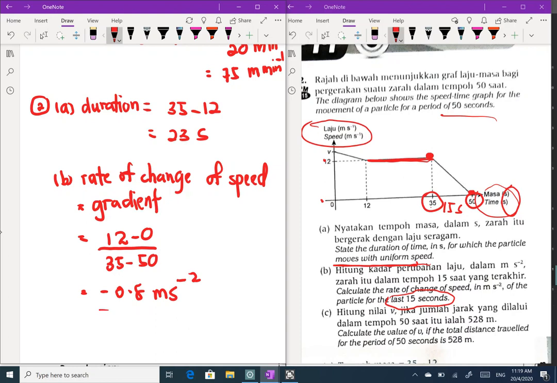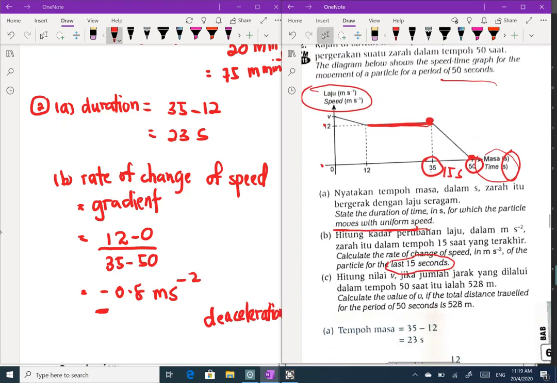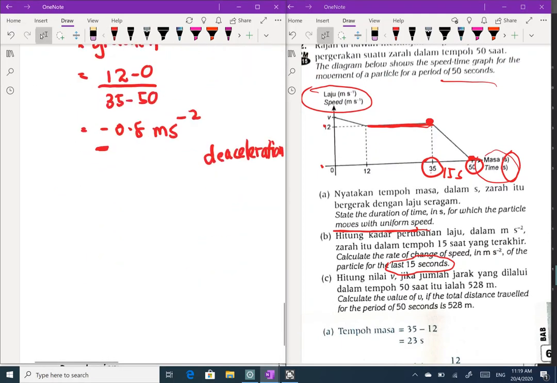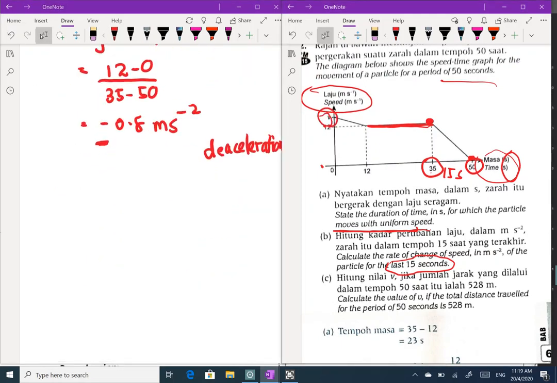What does it mean, negative? That means this is deceleration. 这个是减速了。Okay, C. Calculate the value of V. I want to know the value of V. 我要知道这个 V 的 value.